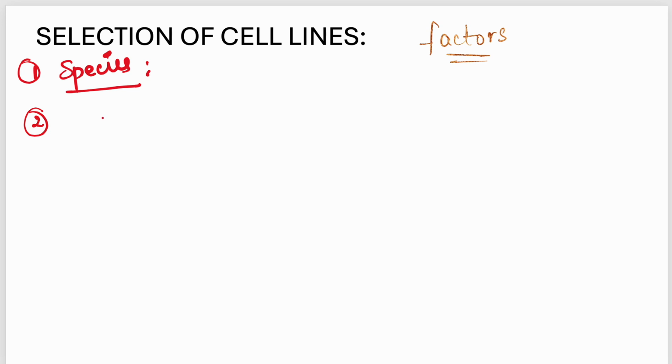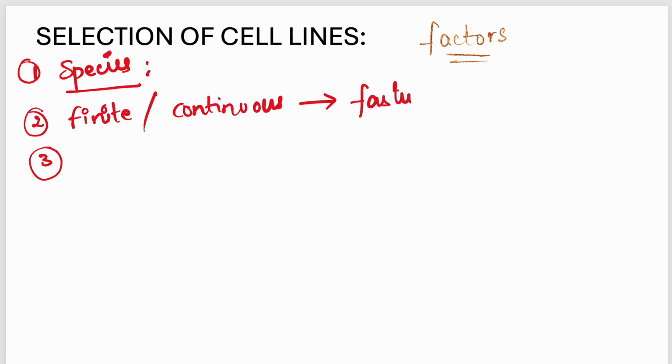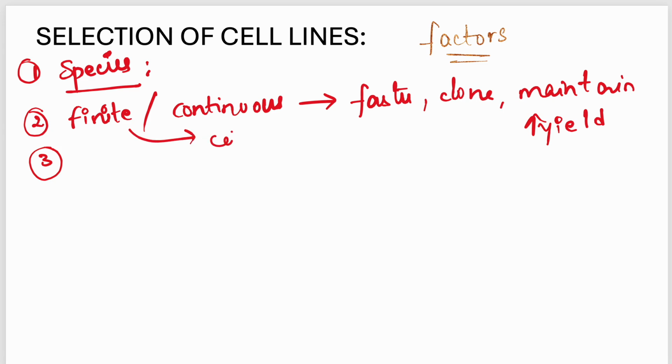Next, finite and continuous cell lines. Whether we have to take finite cell lines or continuous cell lines, we have to decide before selecting them. Finite cell lines have some advantages, and continuous cell lines also have advantages. Continuous cell lines can grow faster, and are easy to clone and easy to maintain, and they give high yield. And if we see the finite, it expresses the right and appropriate functioning of the cells. So it gives the exact cell lines. So some people also prefer finite cell lines.